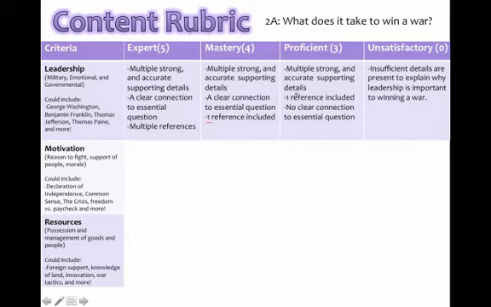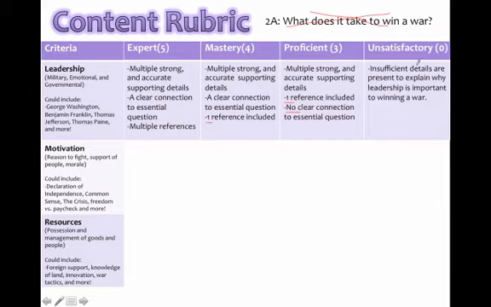To get dropped down to a 3, what would happen is this. You would still have your one reference included, as was at the 4 level. However, now you have no clear connection to the essential question. In other words, you have good information on leadership, but you did not connect it back to what does it take to win a war. And that's going to bring you down to a 3. So what we're saying is that you're showing us some good information. However, you didn't put that information in the right context, and that's why you're losing points.